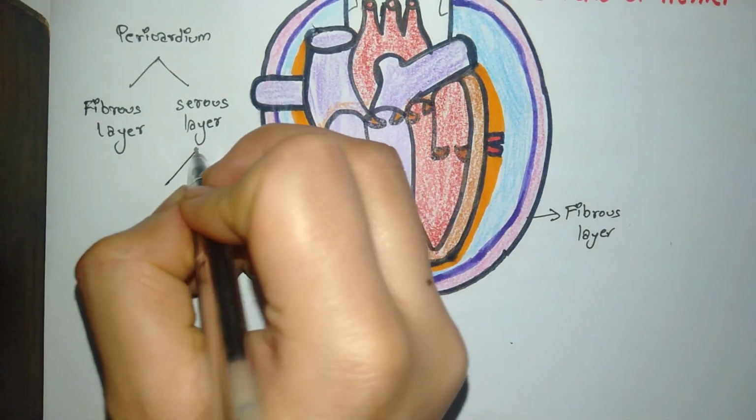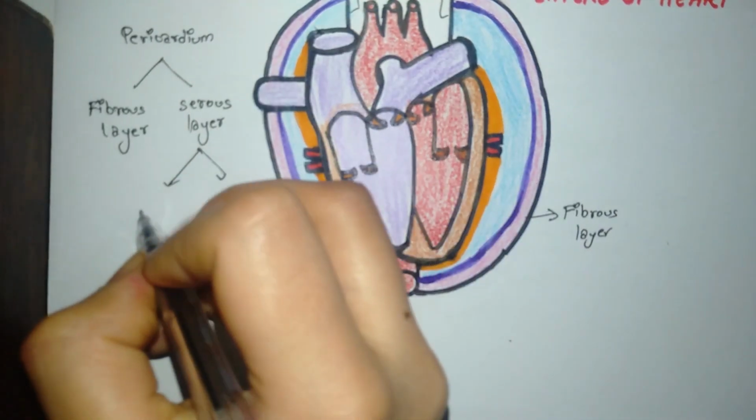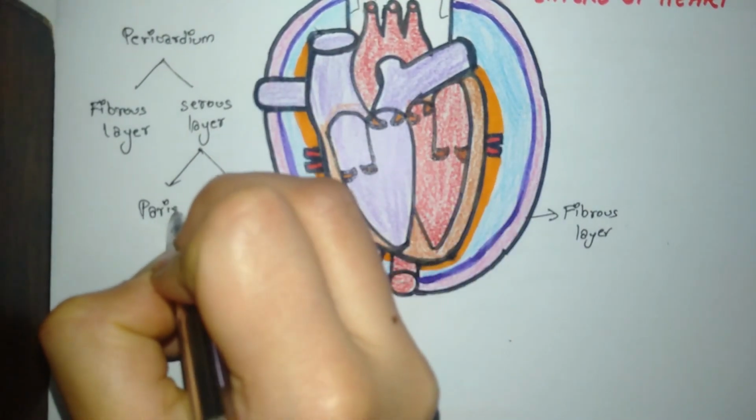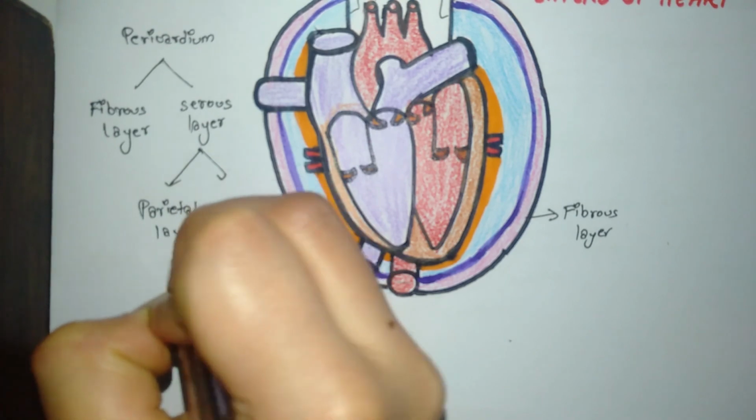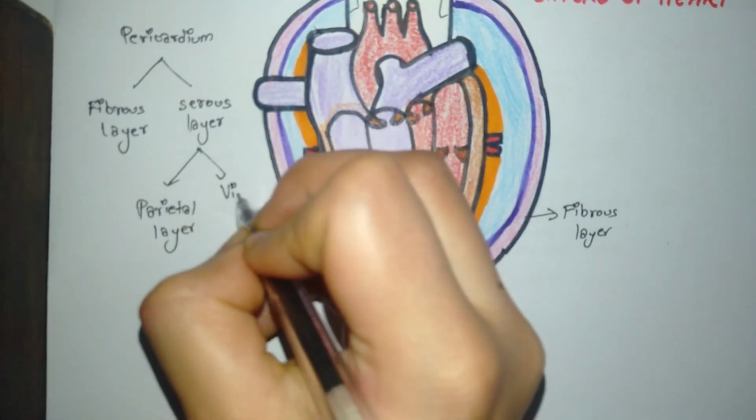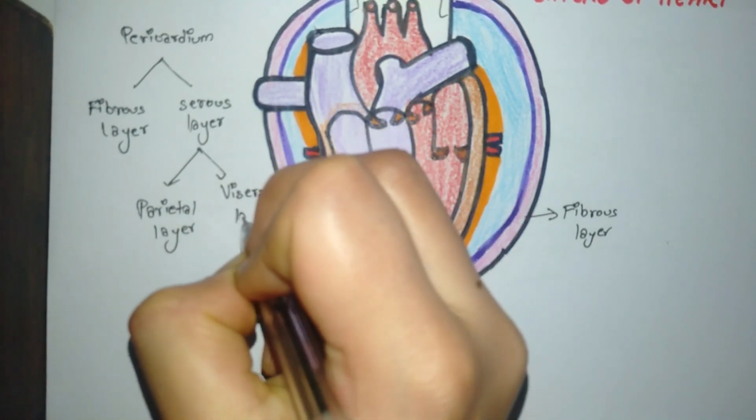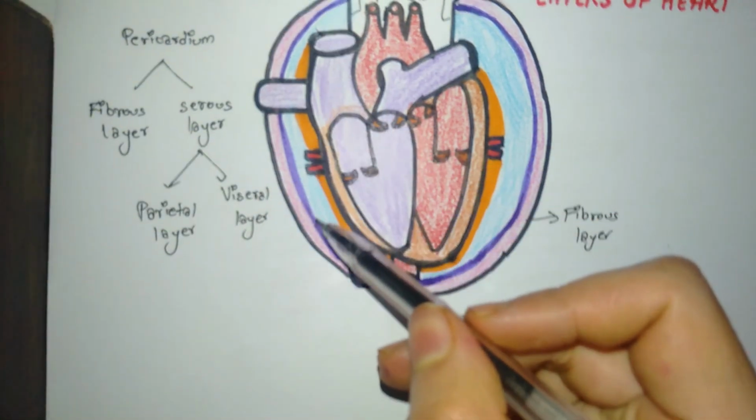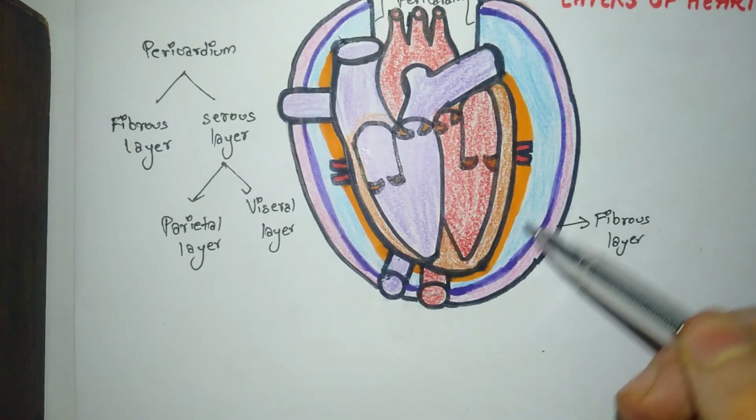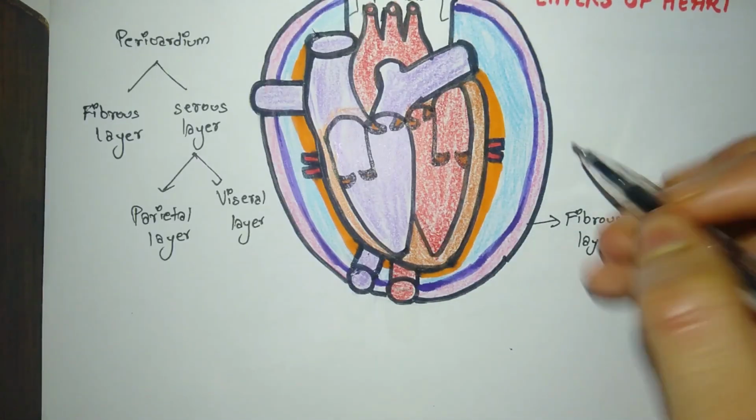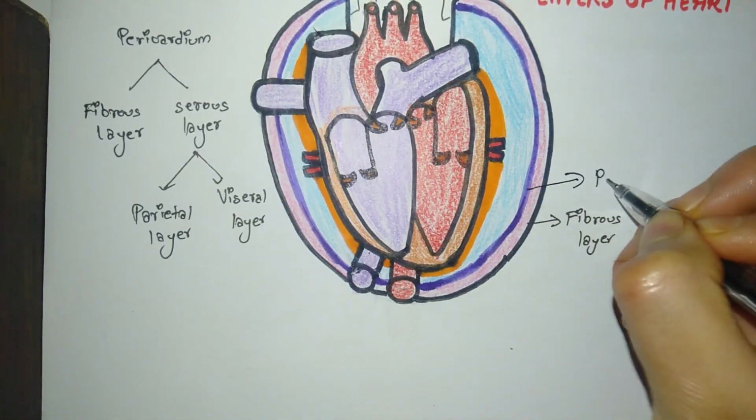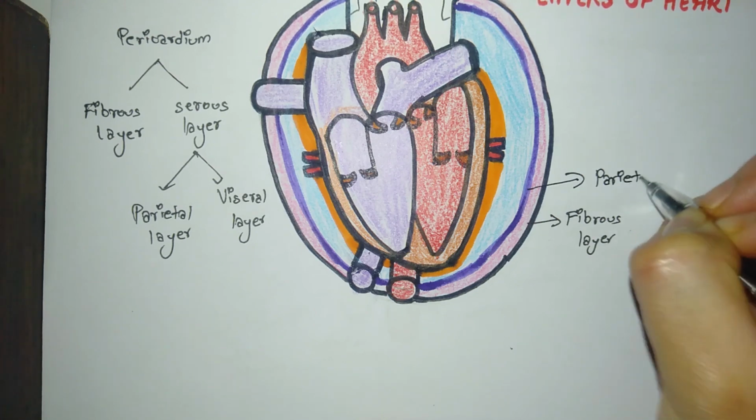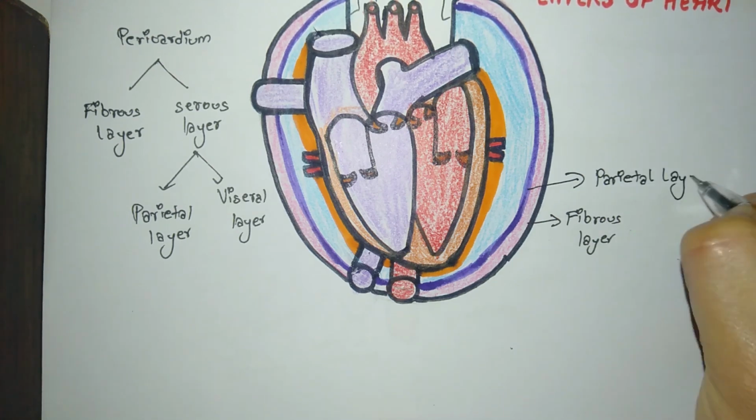Serous layer is also divided into two parts. One is the parietal layer, and another is the visceral layer. Parietal layer, the layer which is lined with this fibrous layer, it is the parietal layer. This is the parietal layer as it is lined with the fibrous layer.